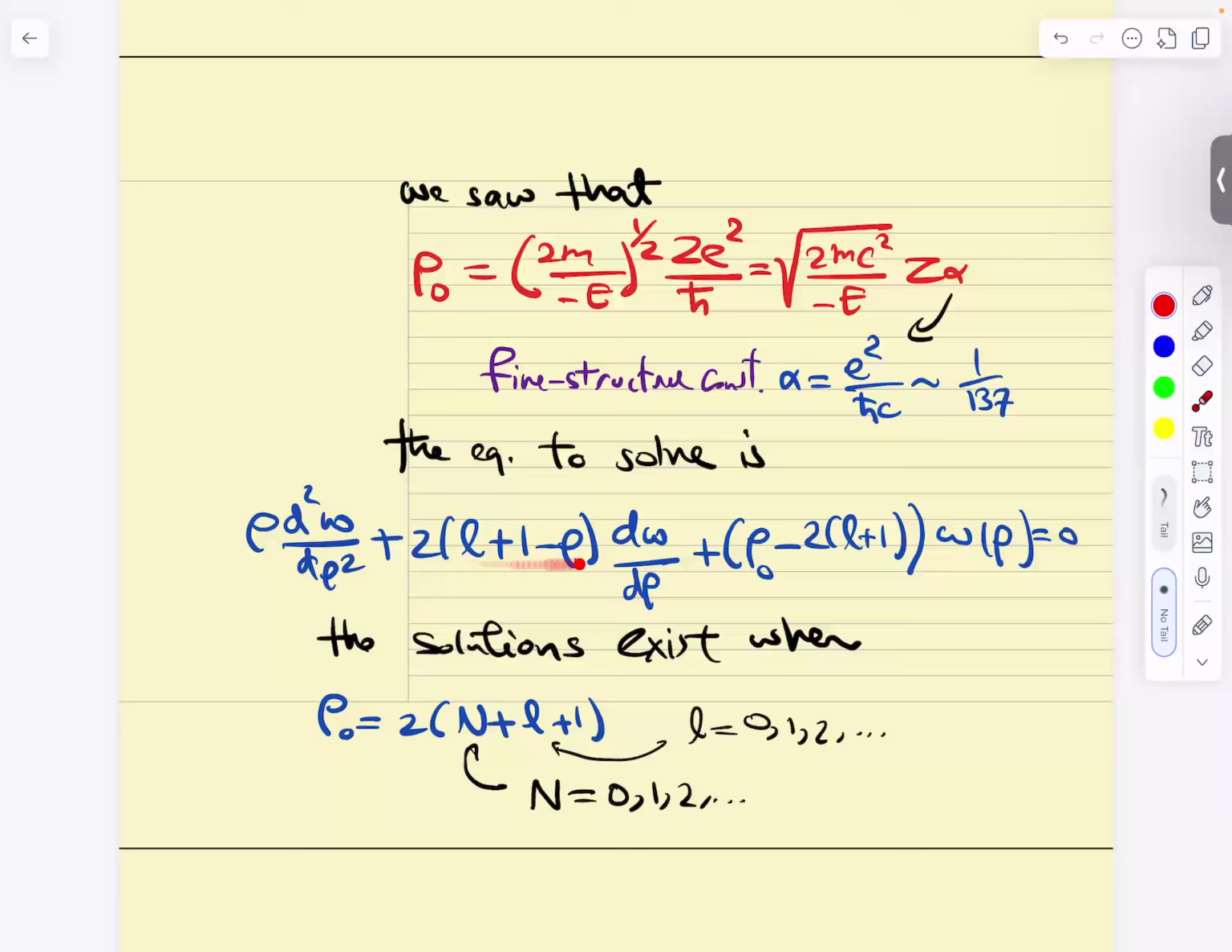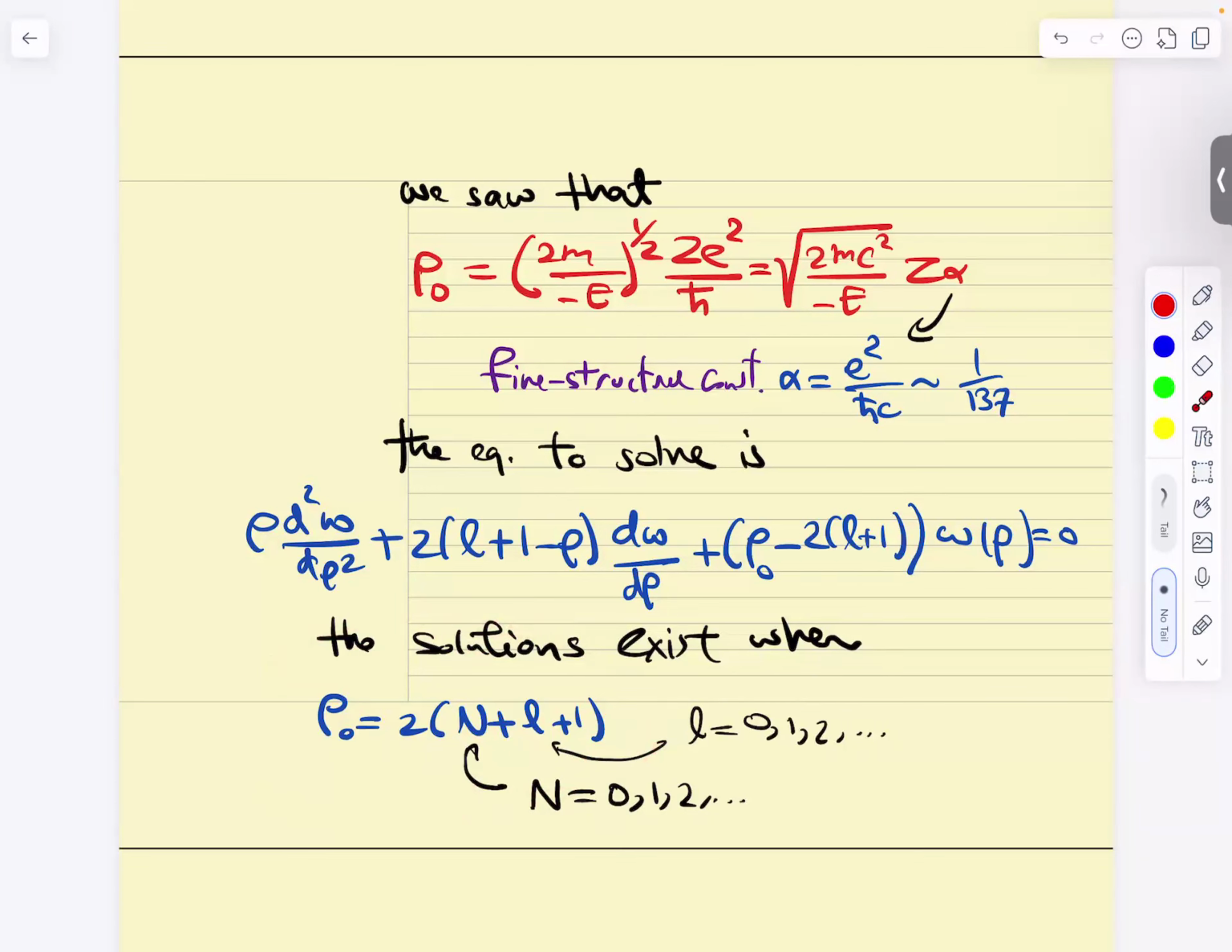Yeah, so the solution to this is a function that, if you don't have this condition, keeps growing exponentially. It can't be square integrable. The only way for the function to be a wave function is that it has to be square integrable. And then this is the condition. It only exists for these conditions.